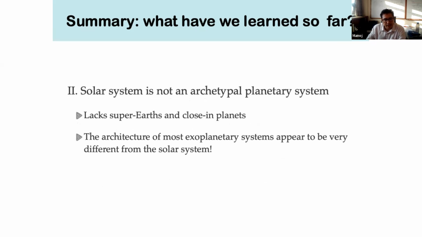And then we also saw that the solar system is not an archetypal planetary system, but we should bear in mind that all these results are strictly true for compact systems, planetary systems with orbital period less than 1 year or so. But there are a good number of systems which are very compact, very unlike our solar system.